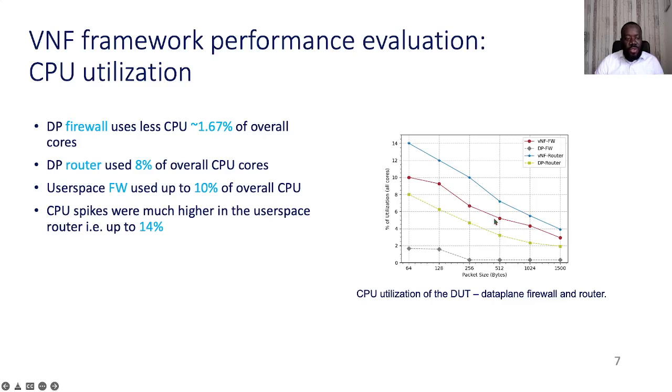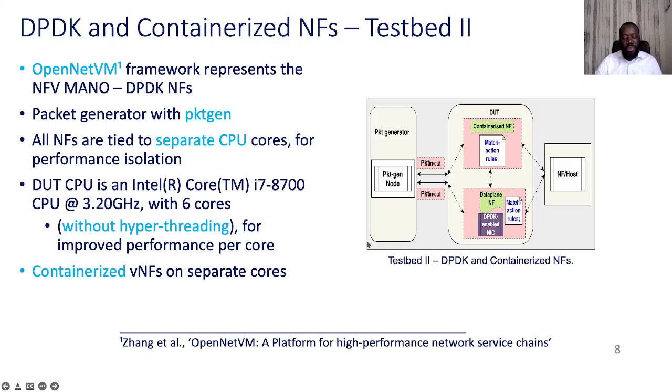So in terms of CPU utilization, we were able to get up to around 2% of CPU utilization. That's for the data plane firewall, for the overall cost, that is. Then the data plane router used up to 8% of overall CPU cost. User space firewall used up to 10%. The highest was the user space router, which used up to 14% of the overall CPU cost.